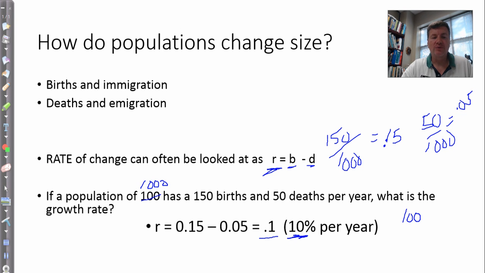So that is important. But what if R is negative? What if we have a population with R being negative? If R is negative, then the population is declining. So if we have 20 births and we have 100 deaths every year, the population is getting much smaller.